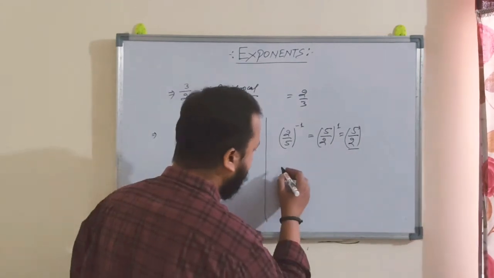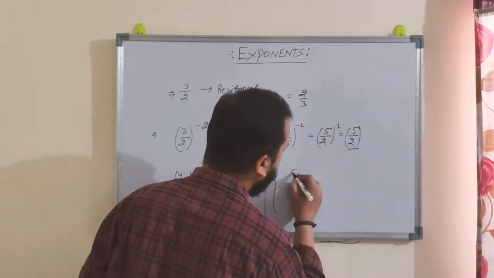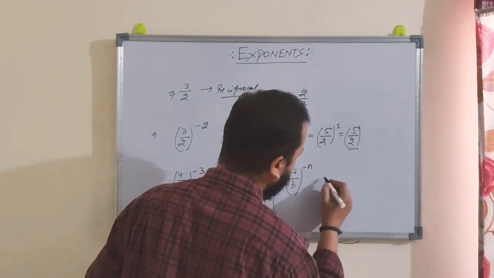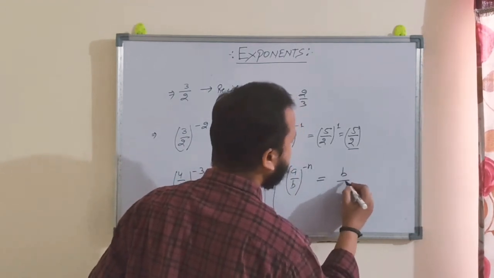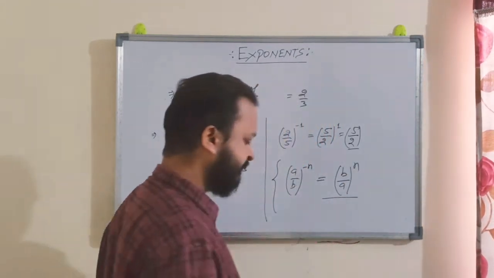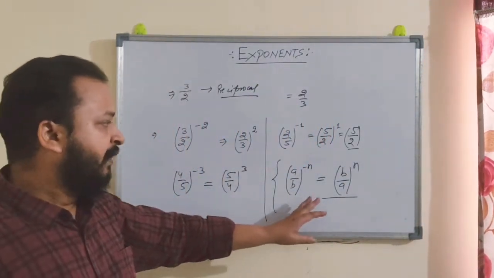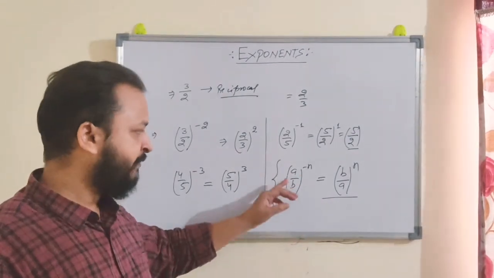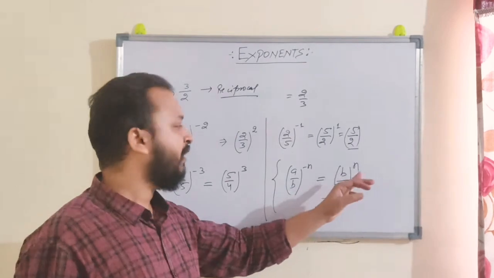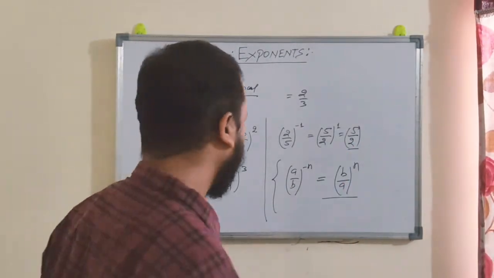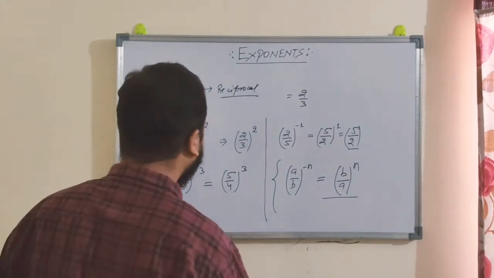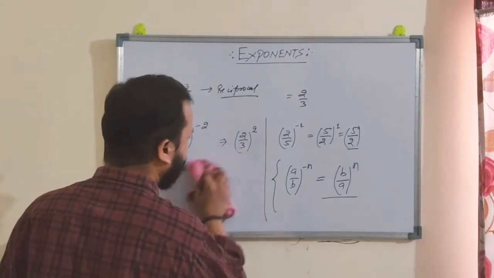Now, if we generalize, we get: if a by b to the power minus n is written, you can write it as b by a to the power n. So if a by b to the power minus n is given, you can write it as b by a to the power n. So now we are going to take some examples relating to this.